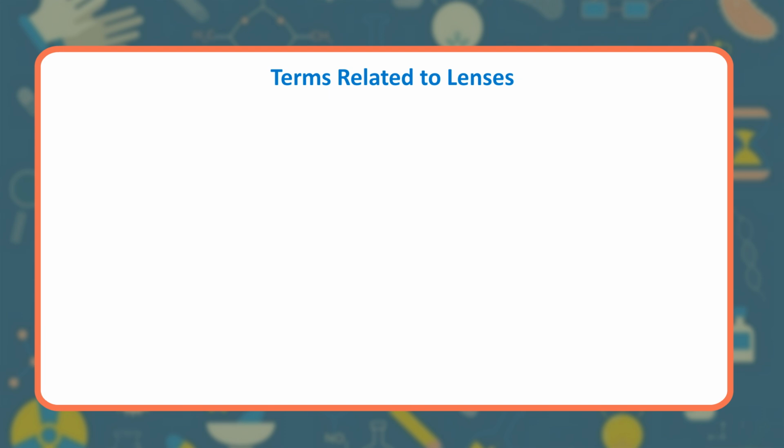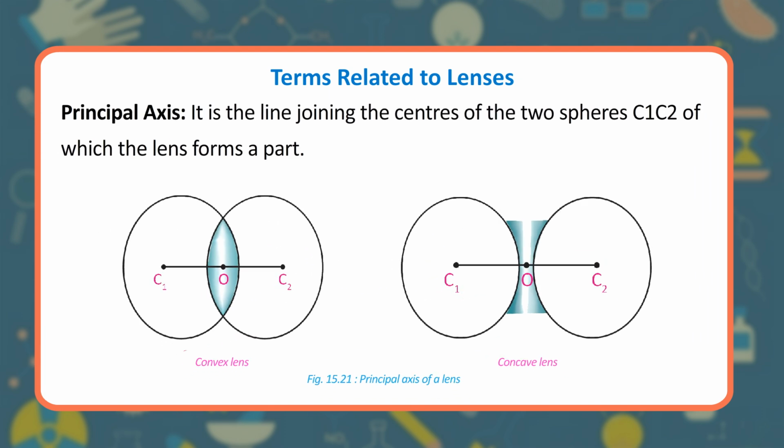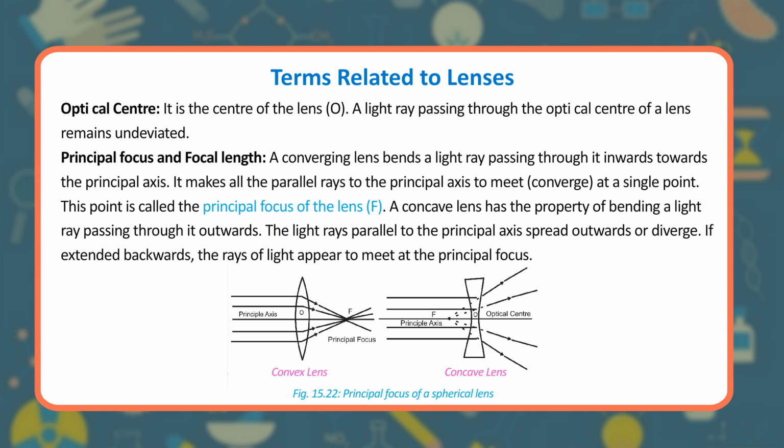Terms related to lenses. Principal axis. It is the line joining the centers of the two spheres C1, C2 of which the lens forms a part. Convex lens. Concave lens. Optical center. It is the center of the lens, O. A light ray passing through the optical center of a lens remains undeviated.